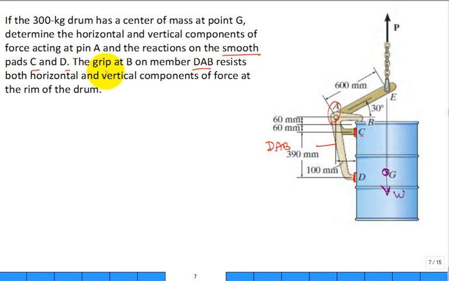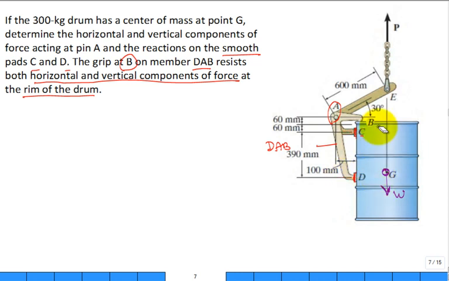The grip at B on that DAB resists both horizontal and vertical components of force at the rim of the drum. So actually, that's like a little hook. It can push and lift. It can exert a force on the drum in both the horizontal as well as vertical. That's what they're telling you. The pad only exerts a force in the X direction on the drum. Only there. And the same with the pad at D.